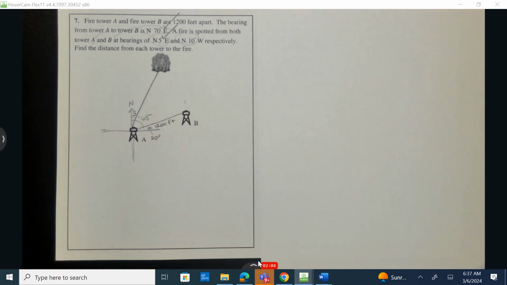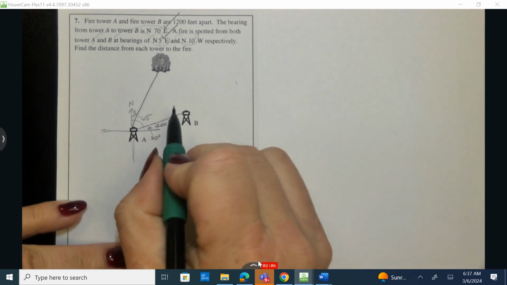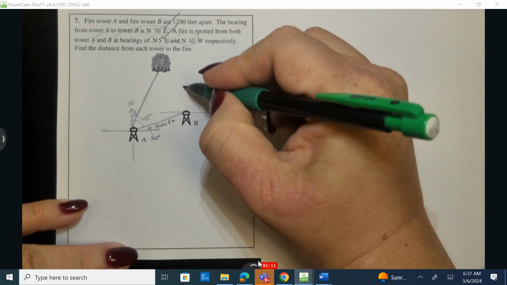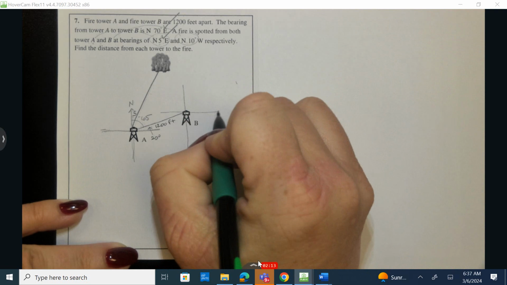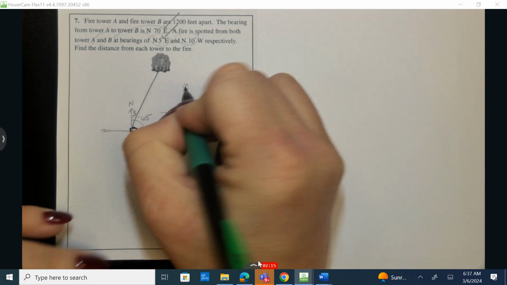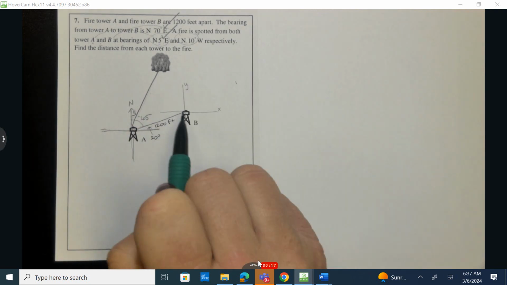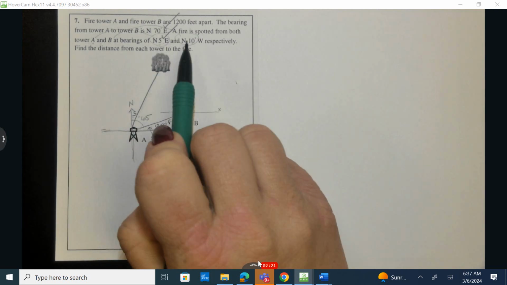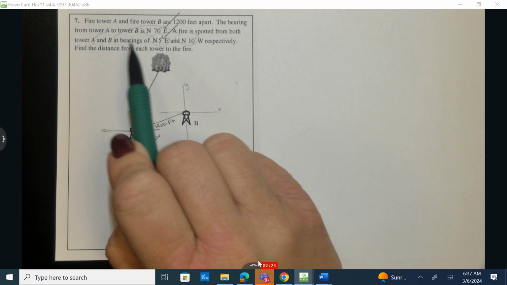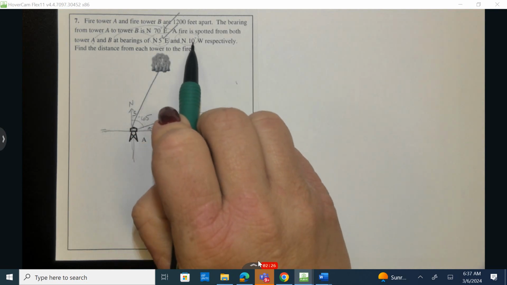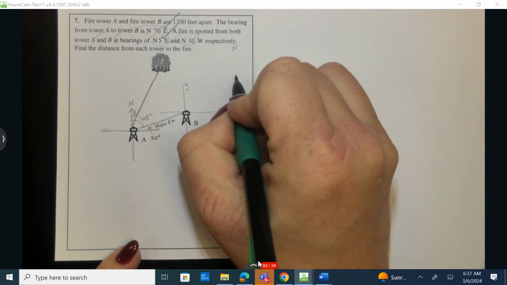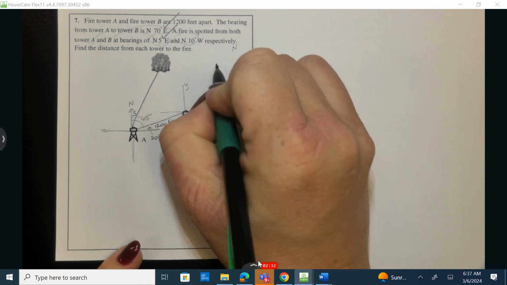We're going to go now to Tower B, and I'm going to do the same concept. So I'm going to create right now an XY axis. This is going to be X, and this is going to be Y. So this is the origin. We know this creates 90 degrees, and it says that from B to the fire is going to be 10 degrees west of north. So I should go back and I should have put this down. This was me just assuming that everybody knows their directions.